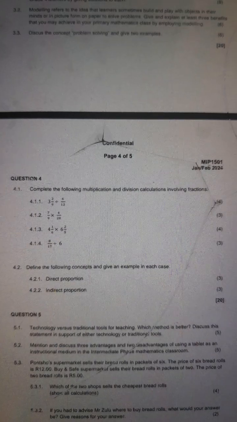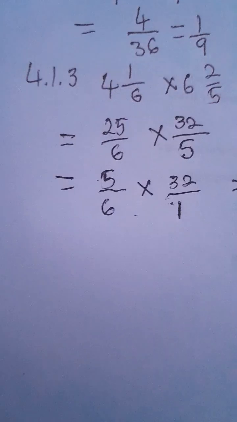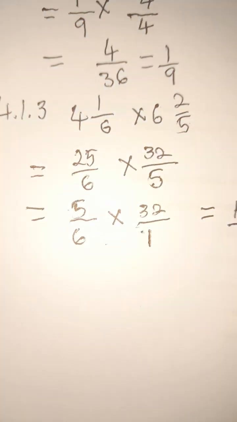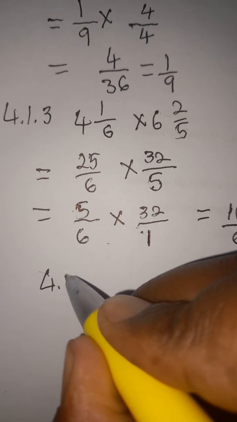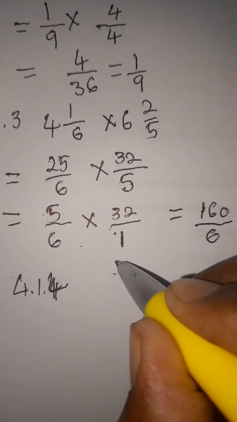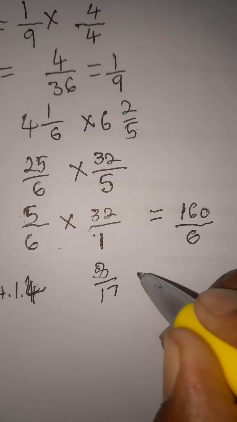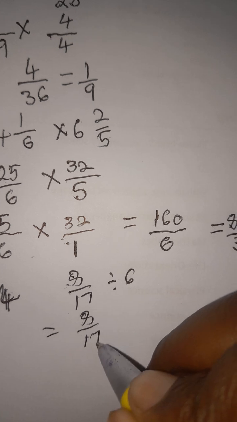Let's go to 4.1.4. At 4.1.4, we are given 8 all over 17 divided by 6. So we need to simplify this as well. So how many marks is that? That's 3 marks. Let's work it out. So as for this, guys, 4.1.4, I'm going to say 8 all over 17 divided by 6.